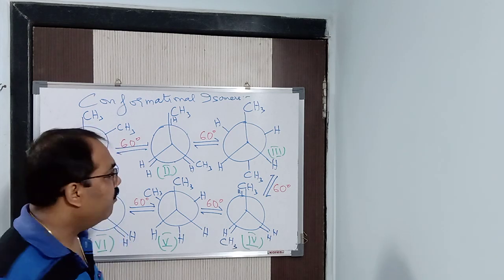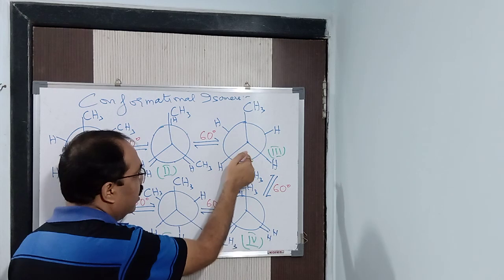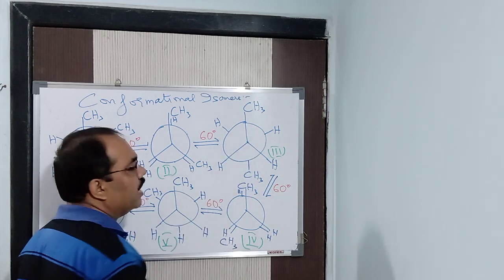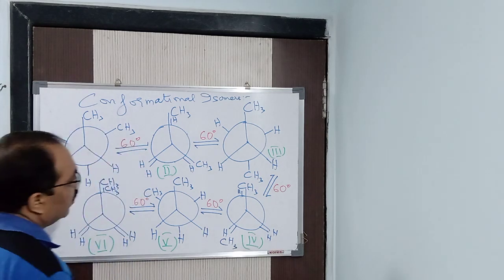The staggered form is where the CH3 groups are at an angle of 180 degree. You can see 180 degree. If I draw a dotted line here, you can see it's 180 degree. It is called as what? Anti. A-N-T-I. Anti.